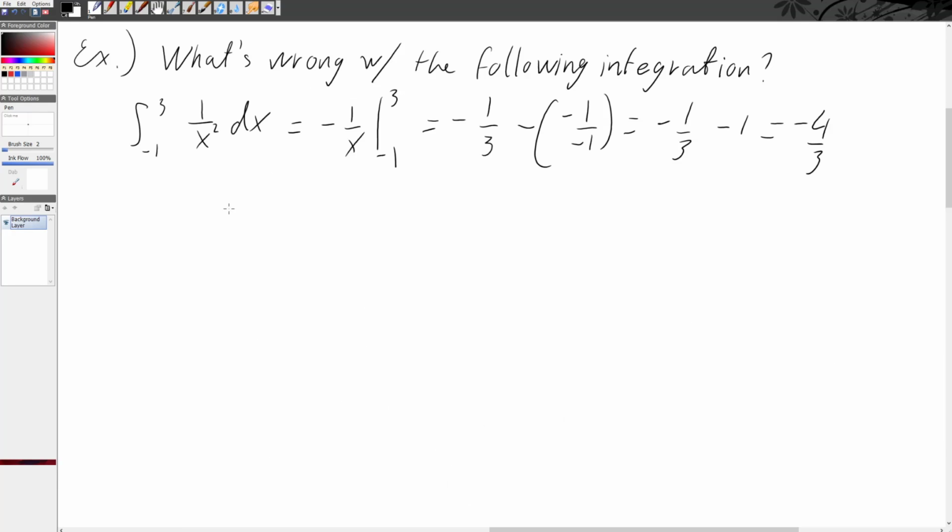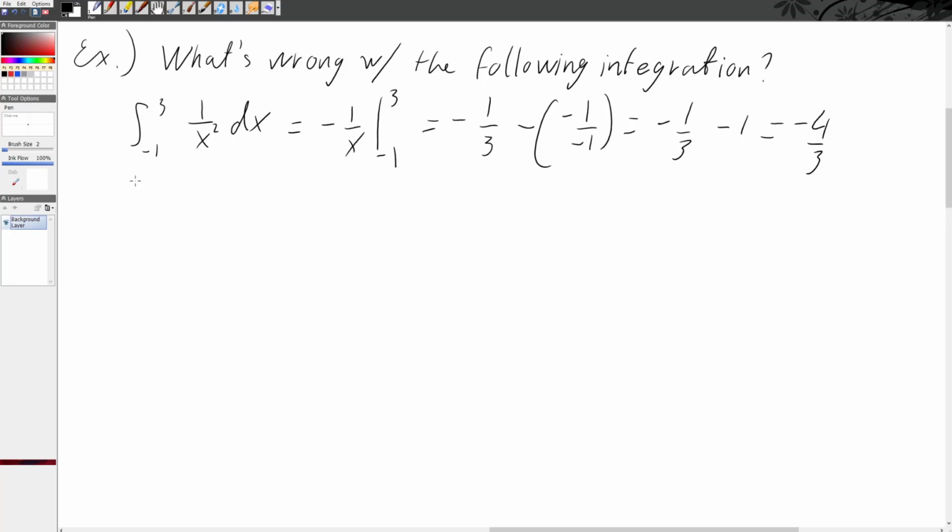For this problem, what is wrong with the following integration? We are integrating 1 over x squared from -1 to 3. So then, you would ask yourself, what is the antiderivative of 1 over x squared? And then you would find that it's -1 over x. But why is this wrong? That's the question. What is even wrong about this problem?